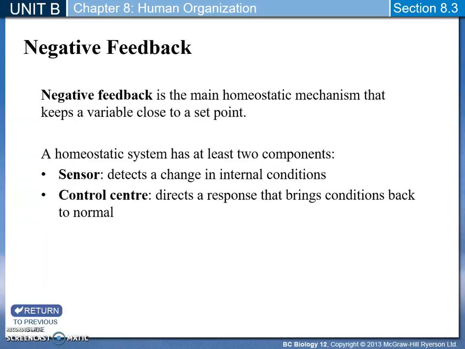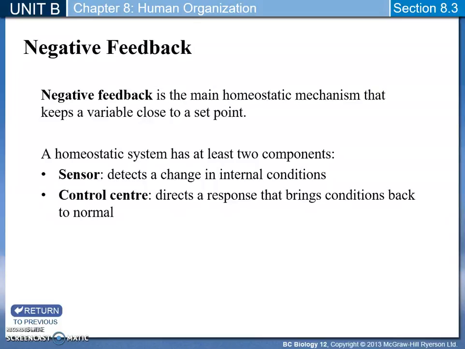So we have what's referred to as negative feedback mechanisms, and negative feedback is the main homeostatic mechanism that keeps a variable close to a given set point. So it needs two components. First it needs a sensor, something that's going to detect a change in internal conditions, and then there has to be some kind of a control center which directs a response that brings conditions back to normal or back to ideal conditions.